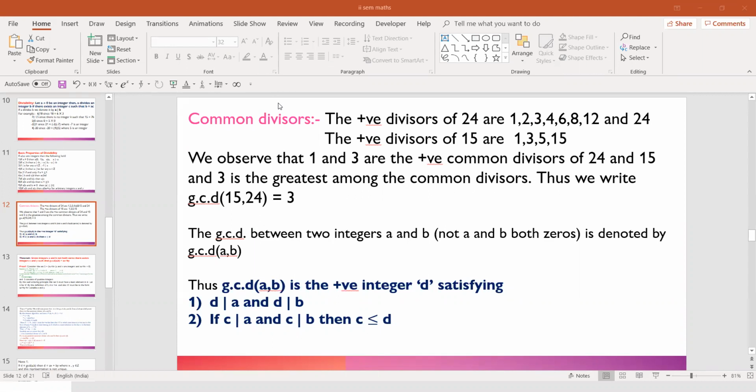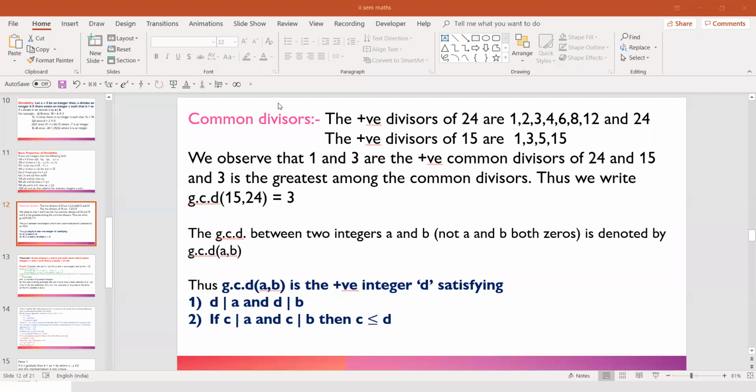Minus 3 and 0. What are the divisors of 0? All integers divide 0. In that list of properties you saw that. All integers divide 0. But what are the divisors of minus 3? Only positive divisors: they are 1 and 3. 1 and 3 are the divisors of minus 3.